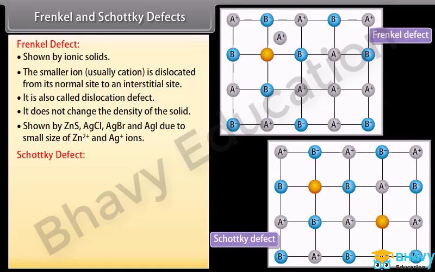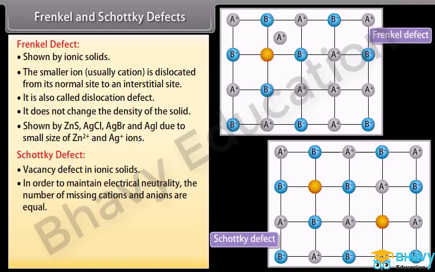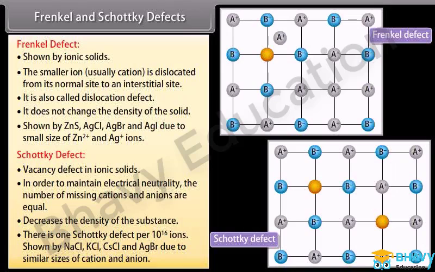Schottky defect, a vacancy defect in ionic solids. In order to maintain electrical neutrality, the numbers of missing cations and anions are equal. It decreases the density of the substance. There is one Schottky defect per 10^16 ions, shown by NaCl, KCl, CsCl, and AgBr due to similar sizes of cation and anion.